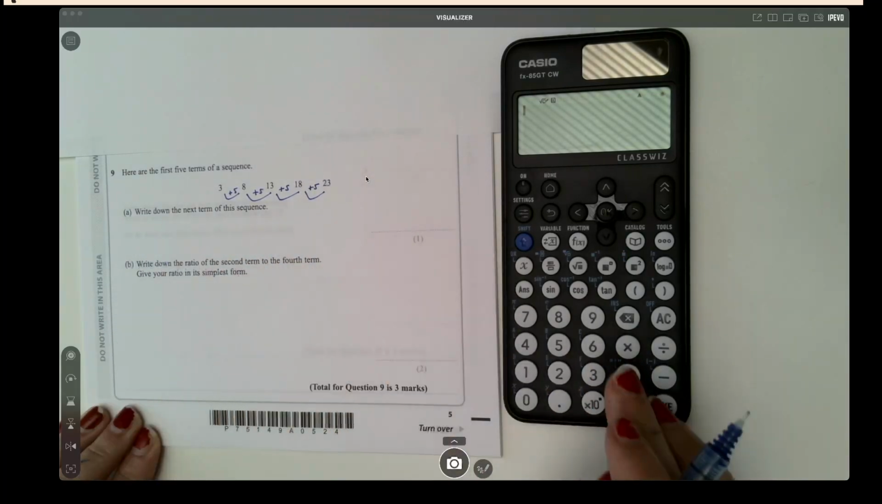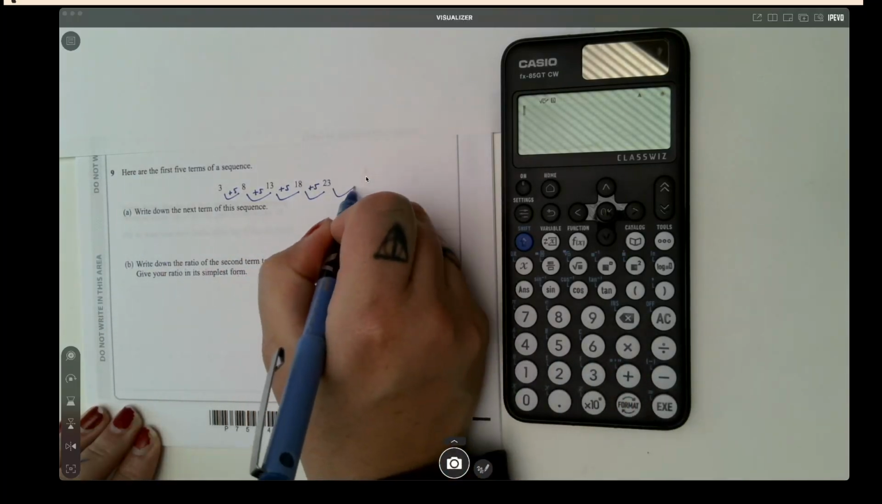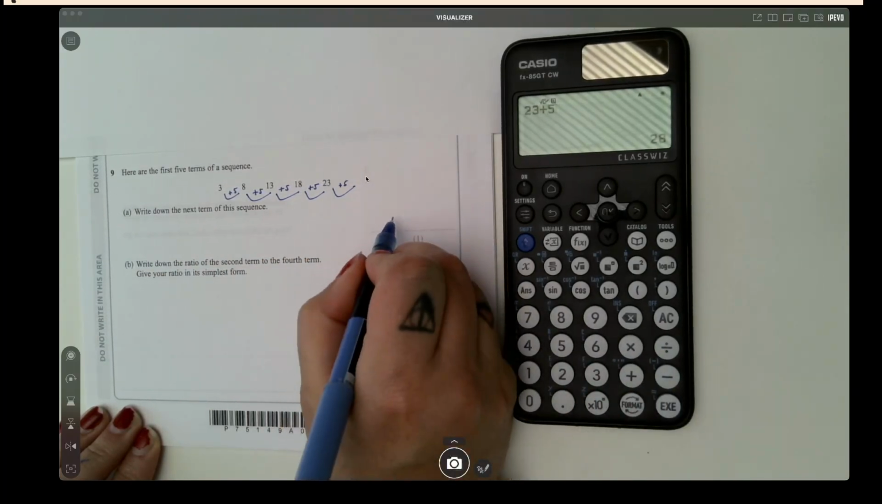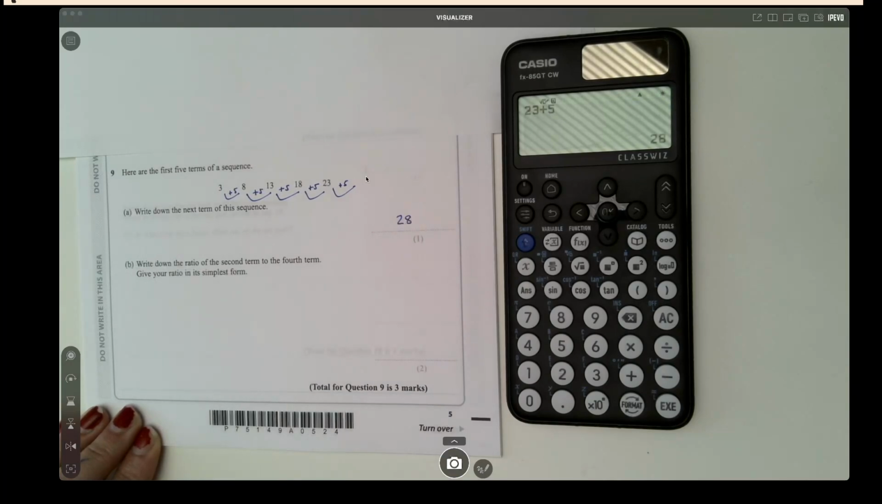So because we're adding 5, we're going to do it again. So if we add 5 again, 23 plus 5 tells us that the next term is 28.